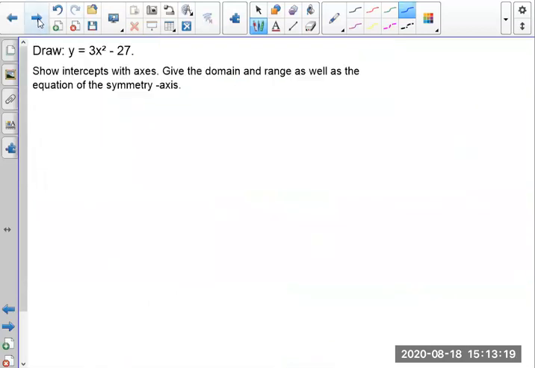Okay, now let's do an example. Draw y equals 3x squared minus 27. Show the intercepts with the axis. Give the domain and the range as well as the equation of the symmetry axis. Now, if we have to draw, we said the first thing is the shape. Now, there's an A that is 3. That's a positive value. So the shape will be smiley.